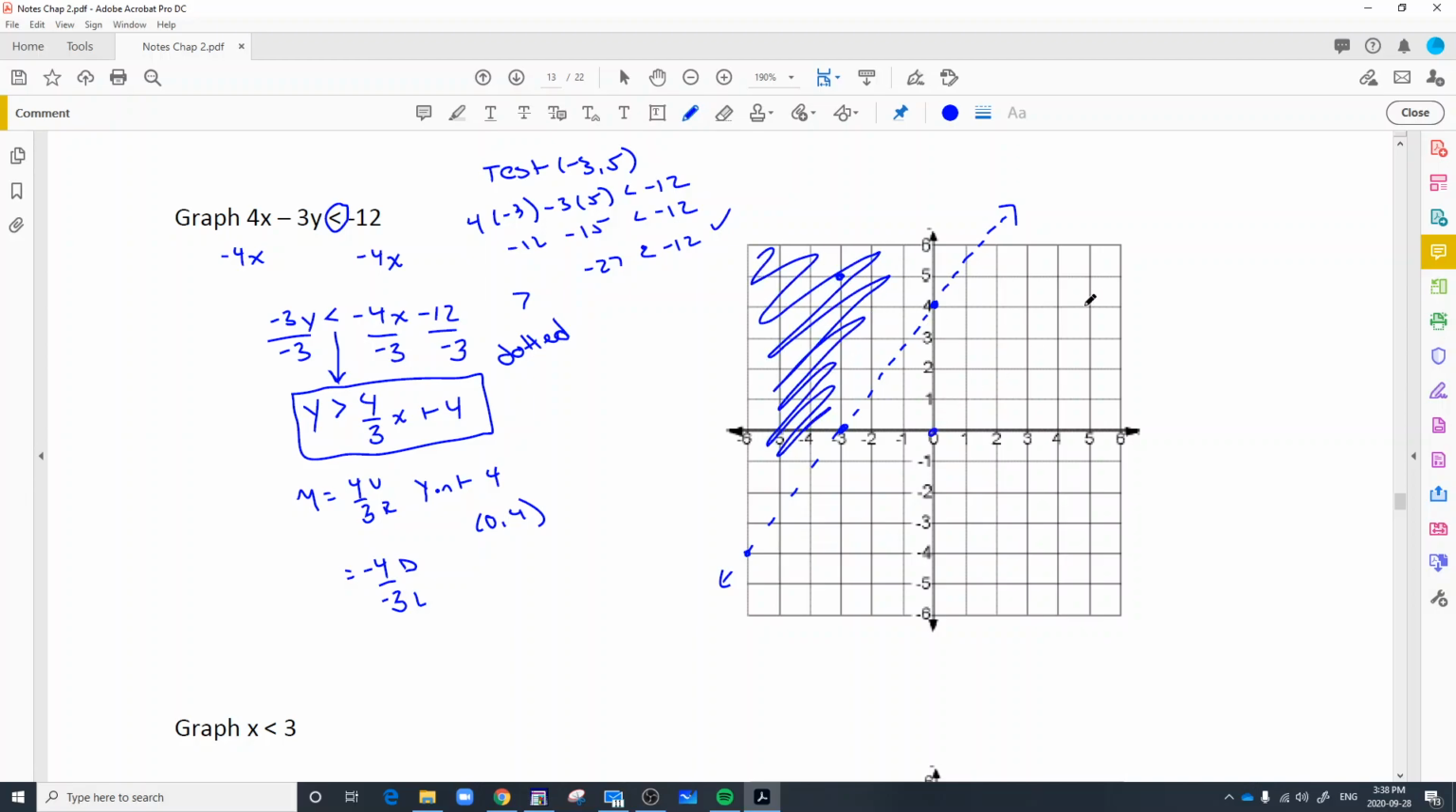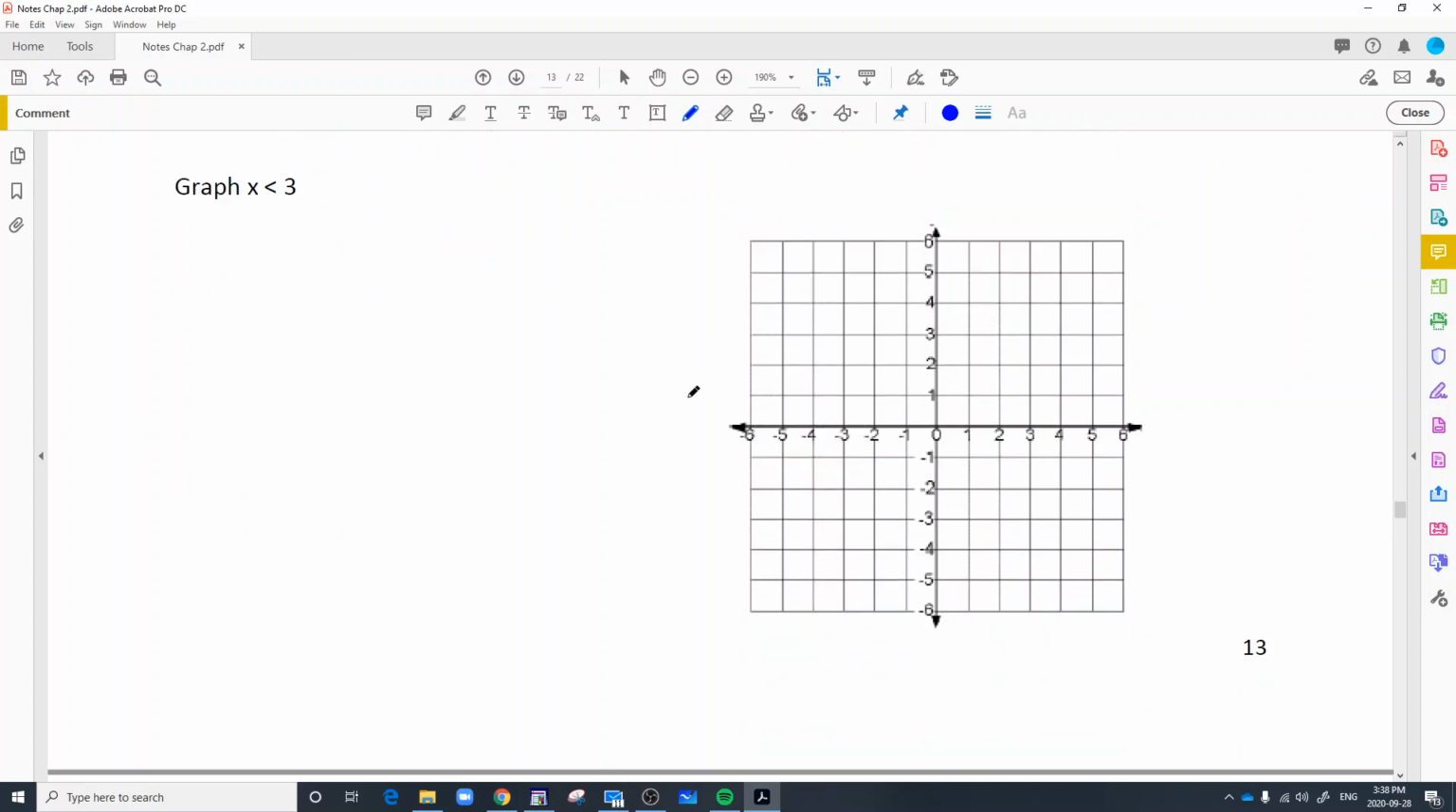Some people always test 0, 0 because it's a nice easy test point to test. If I were to test 0, 0, again, always into the original equation, I get 0 minus 0 is 0. Is that less than -12? No, that's false. So this point did not make the equation true. This point did make the equation true. So you're going to shade the point that makes it true.